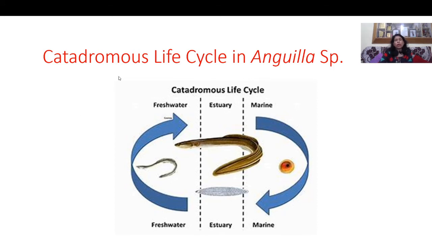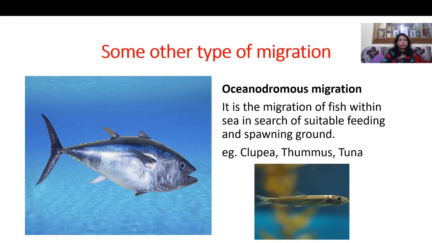You can see here the adult fishes go from freshwater to marine water for spawning purposes, and their young ones return to the freshwater through estuaries. Some other types of migration, like oceanodromous migration, is the migration of fish within the sea in search of suitable feeding grounds and spawning grounds. Like Clupea, and this is tuna fish.